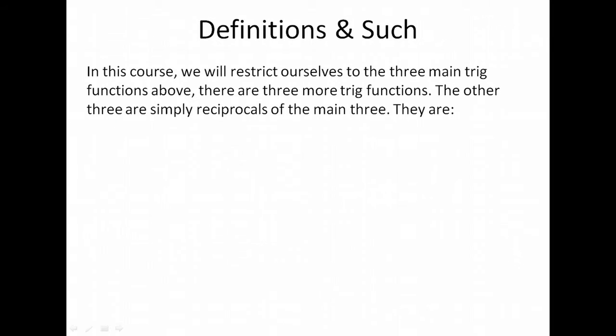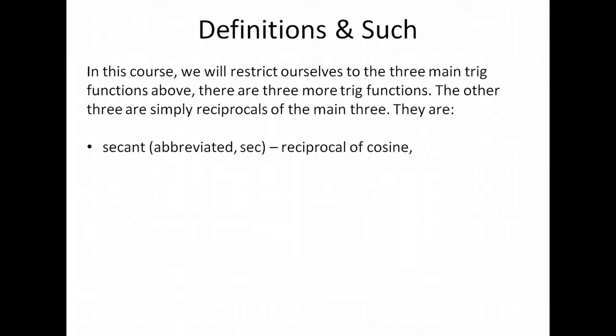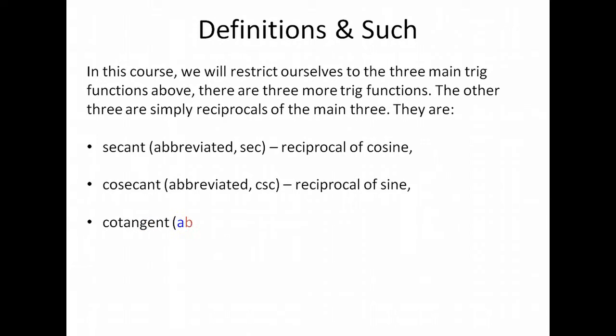In geometry, or the course that we're currently in, we're going to restrict ourselves to the three trig functions we listed above, the sine, cosine, and tangent. There's three more, and the other three are simply reciprocals of the main three, and they are called the secant, which is abbreviated SEC, and that's the reciprocal of the cosine, the cosecant, which is abbreviated CSC, and that's the reciprocal of the sine, and the cotangent, which is abbreviated COT, that's the reciprocal of the tangent.